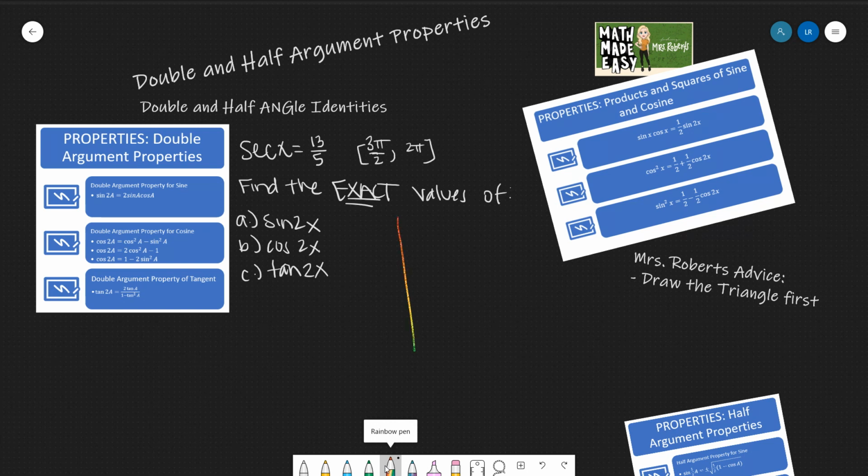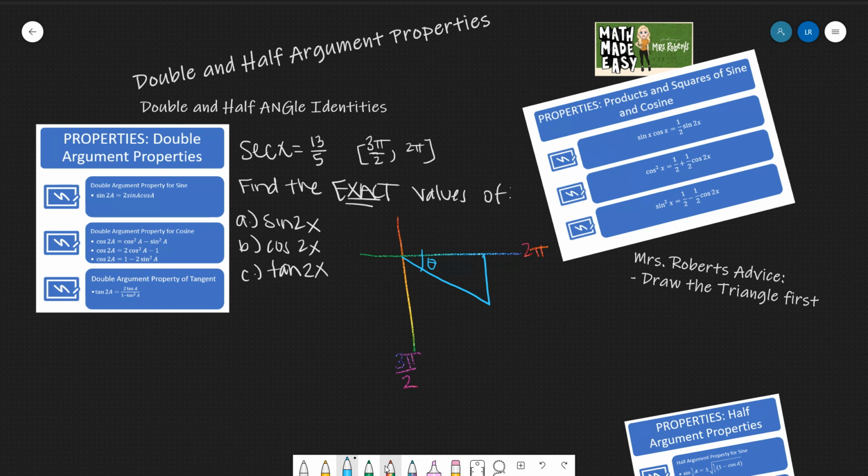It tells us that the angle is between 3 pi over 2, which is pointing straight down, and 2 pi. So our triangle has to be in this quadrant. At first, that might not seem like it matters very much. Your triangle is always drawn up to the horizontal axis, and the reference angle is between your terminal ray and that horizontal axis.